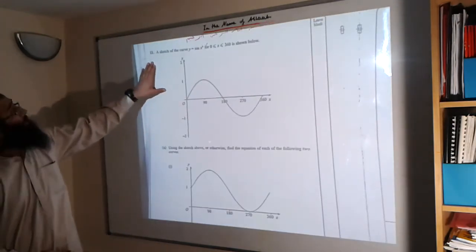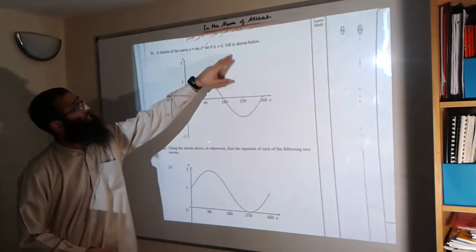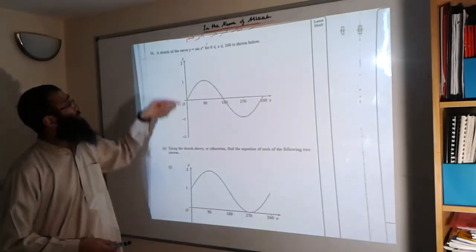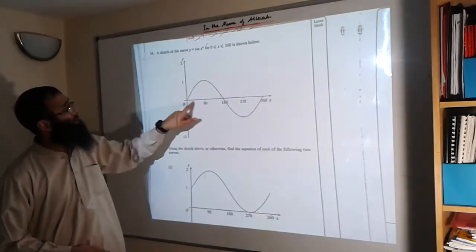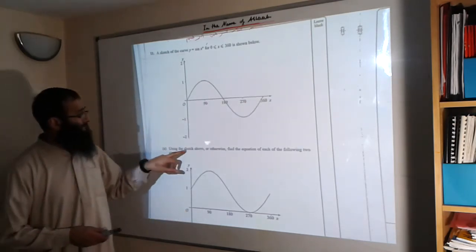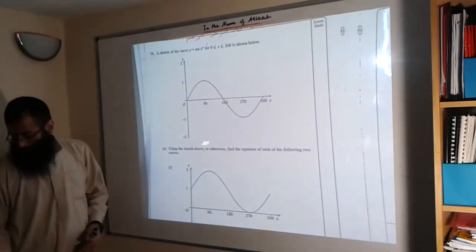A sketch of the curve y equals sine of x for x greater than or equal to 0 and less than 360. So that's one complete sine curve, one cycle. Maximum 1, minimum minus 1, and here's the normal 90, 180, 270, 360 on there. Using the sketch above or otherwise, find the equation of each of the following two curves.